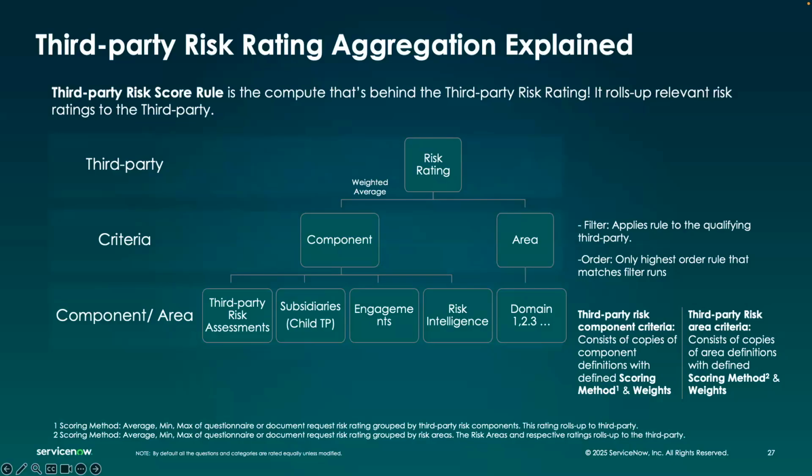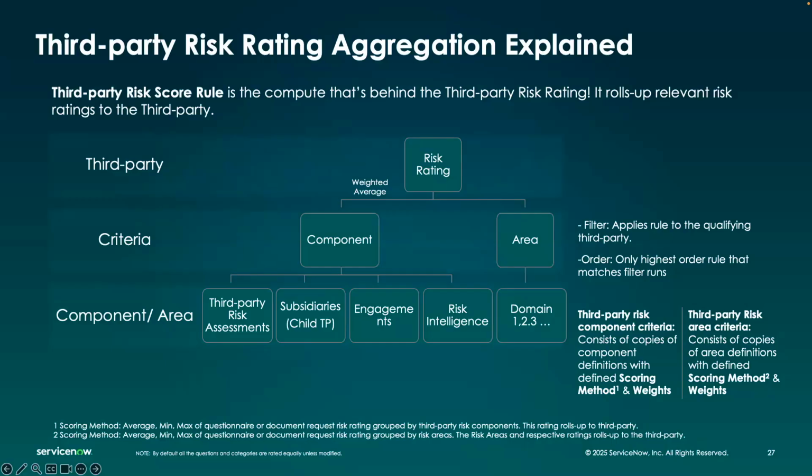Ultimately, the risk ratings from these components are aggregated using a weighted average. But it's important to note that only those components that are applicable to the third party are included in the calculations. If a particular component is not evaluated for a particular third party, then it is not included in the calculation of the weighted average, even if it is defined in the risk scoring definition.